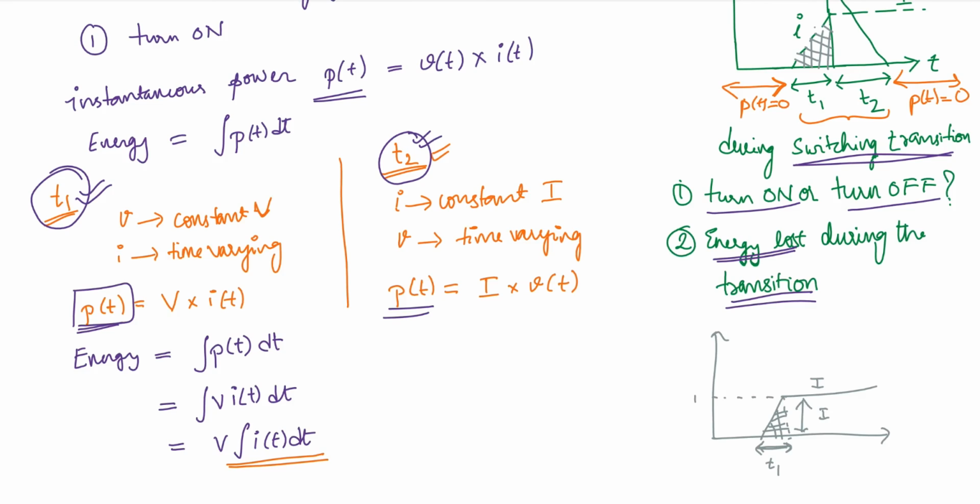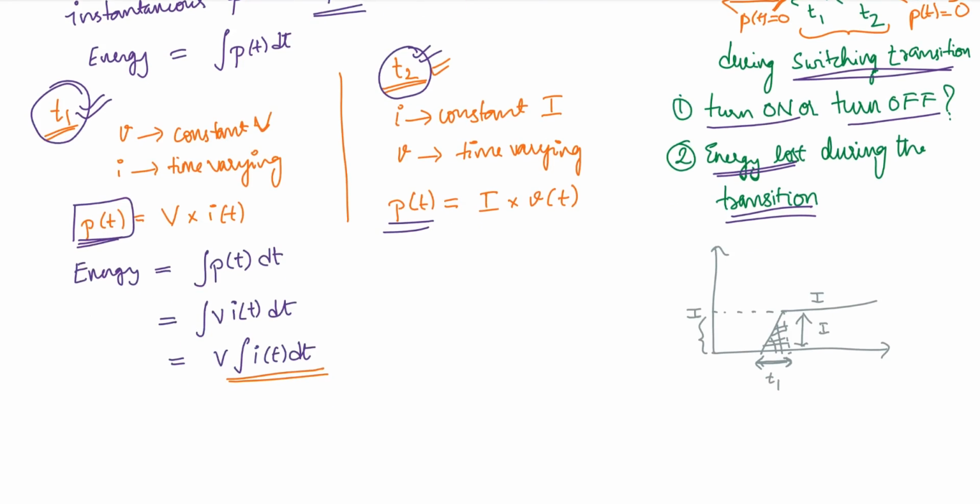This is the constant value of current, capital I. So what is the area of this triangle? V times the integral of I of t dt is the area of this triangle, which will be equal to half times the base, which is t1, times the height, which is I. So this will be equal to VI by 2 times t1. This is the energy during the time interval t1.